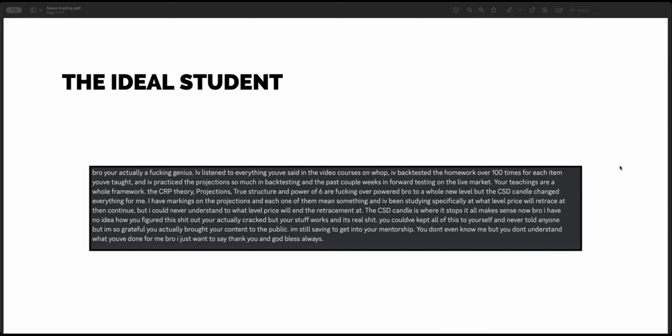I have markings on the projections, and each one of them means something. I've been studying specifically at what level price will retrace at and then continue. But I could never understand to what level price will end the retracement at. Well, now he knows. The CST candle is where it stops. It all makes sense now. I have no idea how you figured this out, how you actually crack it, but your stuff works and it's real.